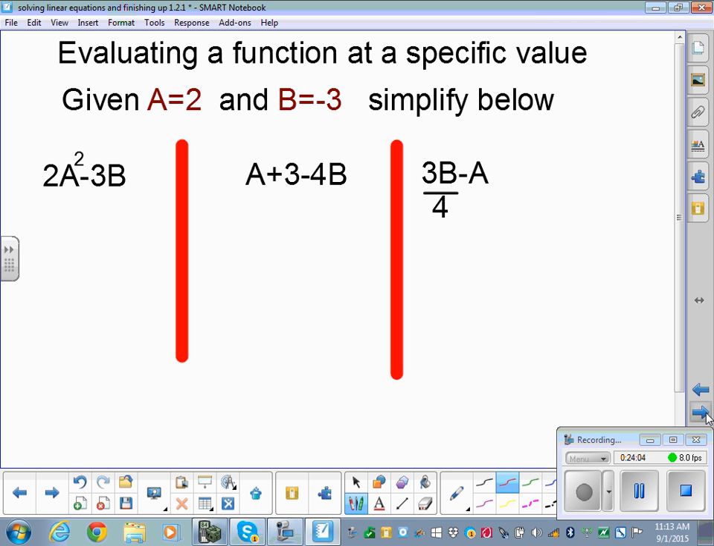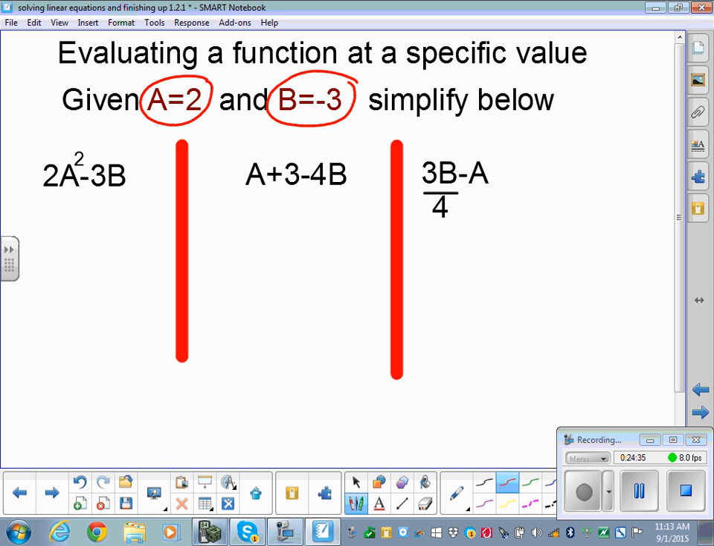Okay, so we're going to evaluate a function at a specific value. So if you saw something like this, it says evaluate these functions. Given that a is equal to 2 and b is equal to negative 3, it's asking us to simplify these things. Look here, 2a squared minus 3b. We were given a and b, but we have to be really careful when plugging these things in, guys.